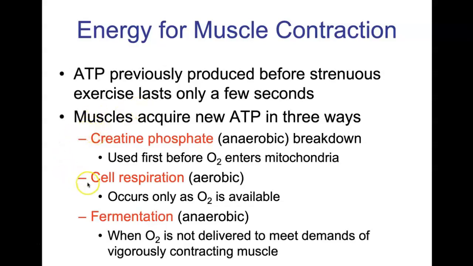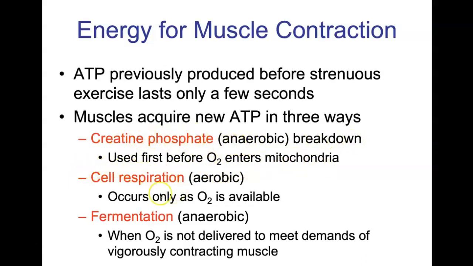The 3 ways that we can acquire ATP would be the creatine phosphate pathway, which is anaerobic. Anaerobic means without oxygen. This is actually used before oxygen enters the mitochondrion, and you actually just make 1 ATP this way, so it's not very effective or efficient.